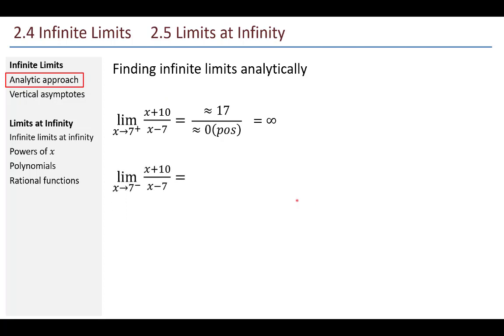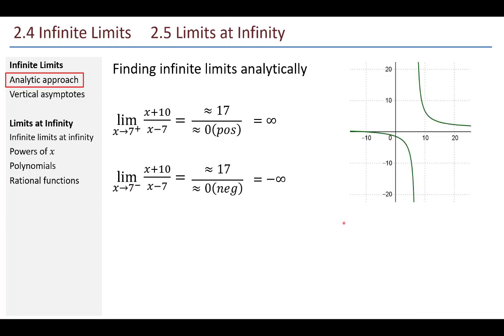How about that example again, but now I will approach 7 from the left. In this case, my x values are a little bit less than 7. So the denominator is still approaching 0, but since x's are less than 7, x minus 7 will be negative. So very, very close to 0, but actually a little bit negative. Now I have a positive over a negative, and positive divided by negative is negative. The denominator is tiny, which means the fraction is huge. It is a huge negative number. So this value becomes negative infinity as x approaches 7 from the left.